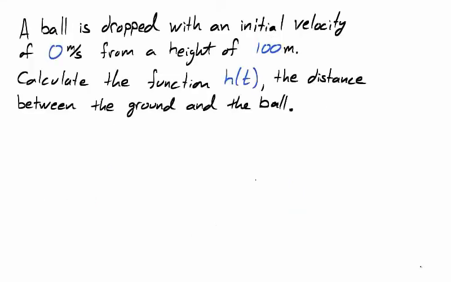Suppose a ball is dropped with an initial velocity of 0 meters per second from a building which is 100 meters tall, and imagine wind resistance is irrelevant. Find the function representing the height of the ball with respect to time.